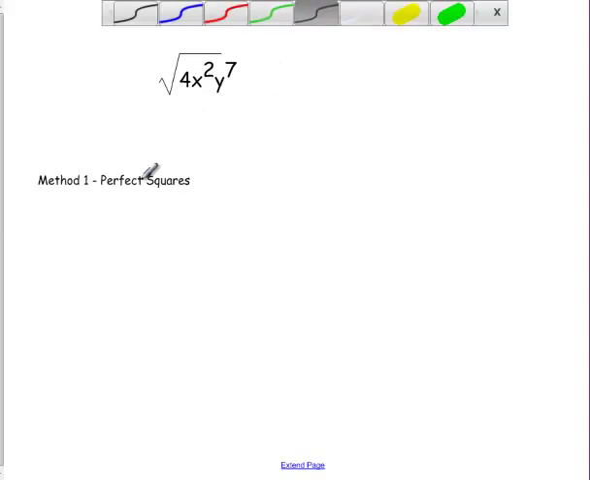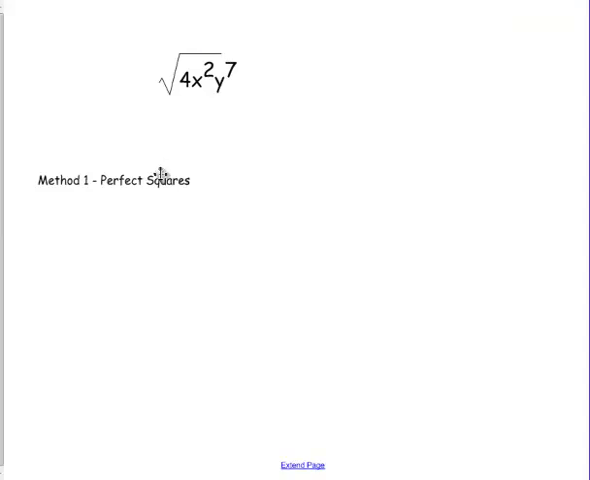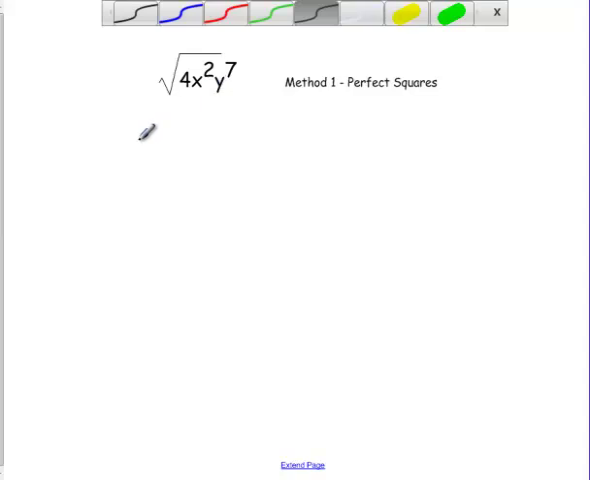Okay, so break it down. I have to look at the 4. I have to look at the x squared. And oh my gosh, now I got a third in there, a variable of y to the 7th. All right, so let's look at one thing at a time.